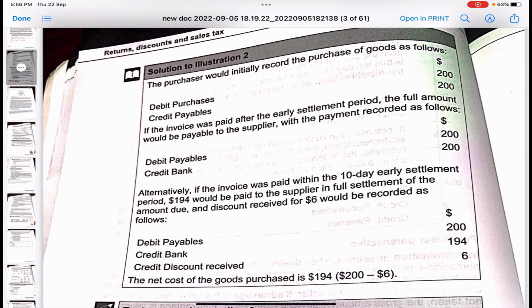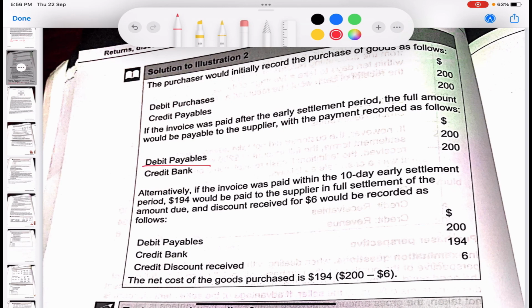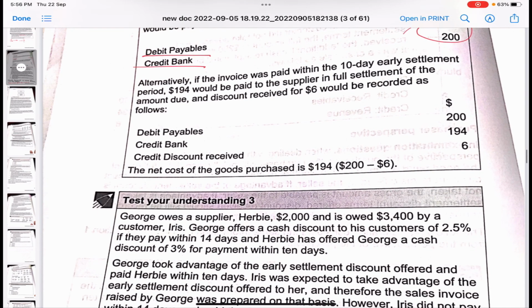So if the invoice was paid after the early settlement, then the full amount will be payable to the supplier with the payment record as follows. If we are paying after the period of the settlement discount, which means we are not availing the cash discount, we have paid late, that means we have to pay the entire amount, which is payables account gets debited and our bank account or cash account gets credited. So the entire amount will be given since we are not availing the cash discount.